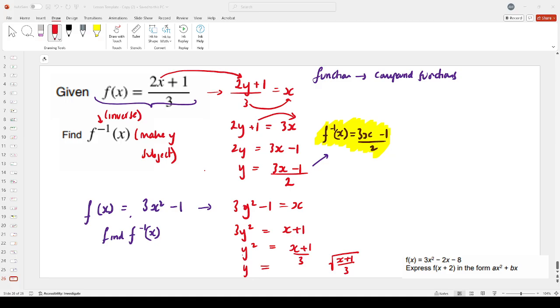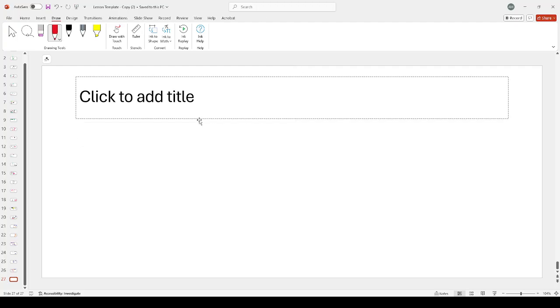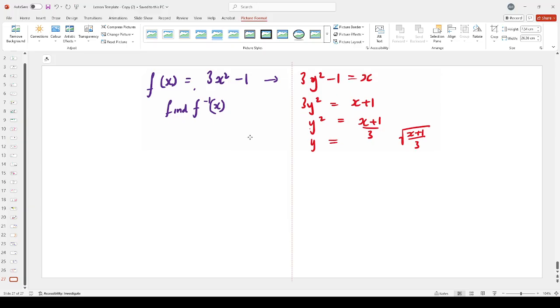What comes first, multiplication or indices in BIDMAS? Indices comes first, right? So in reverse BIDMAS, indices comes last. Does that make sense? Let's run it back. You divide first because that's the opposite of multiplication, and then you root last because that's the opposite of powers. Does that make sense?